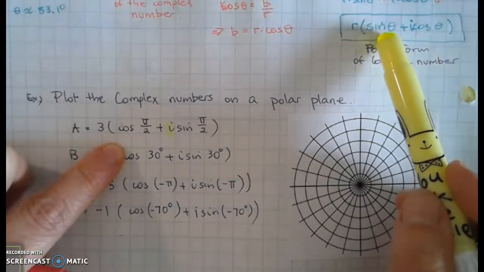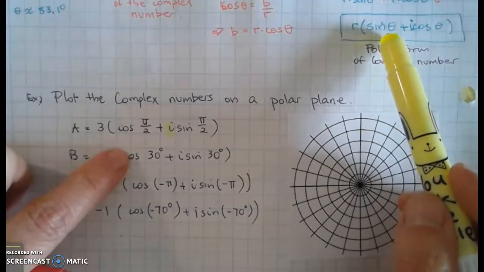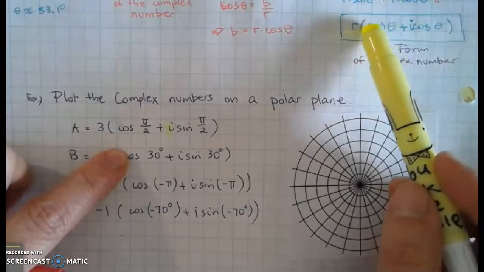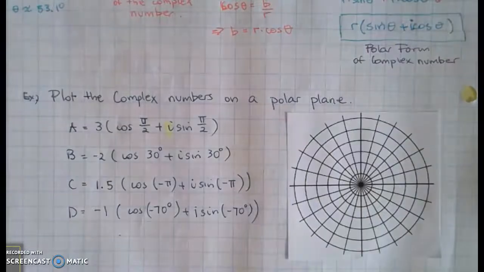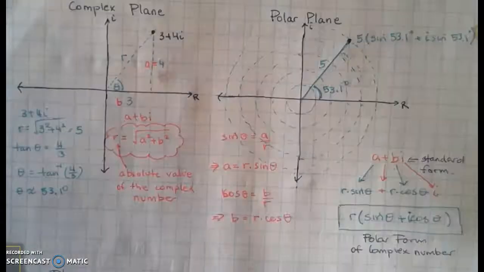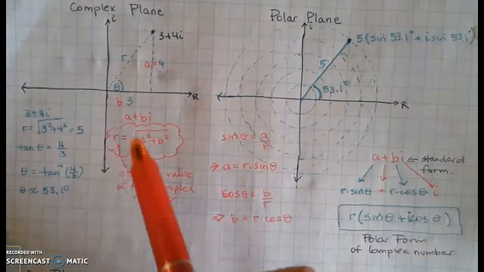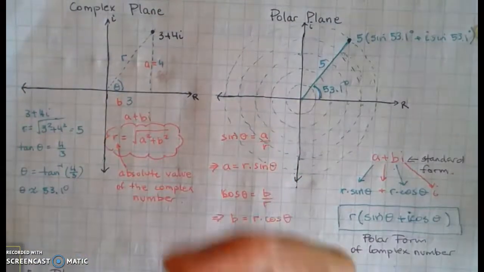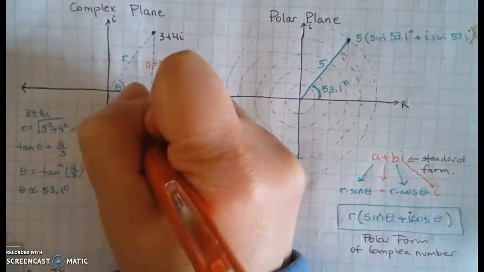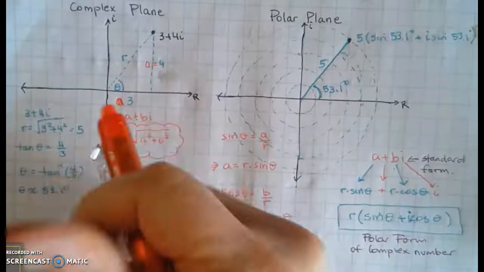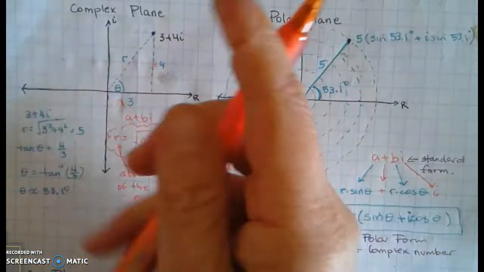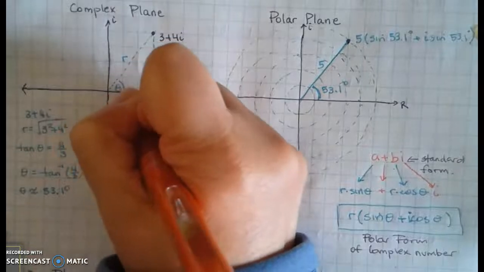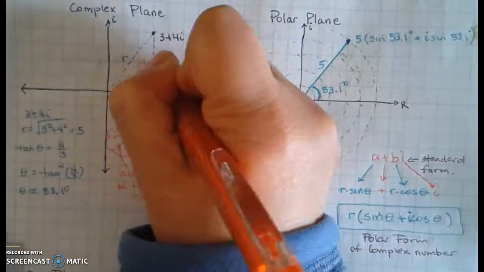You know what? I just realized my big mistake. This is not correct. This should be cosine of theta plus I sine of theta. Sorry about that. And the mistake goes all the way to the back. This is not A. A should be this value, and this should be B value here. A is equal to 3 and B is equal to 4.